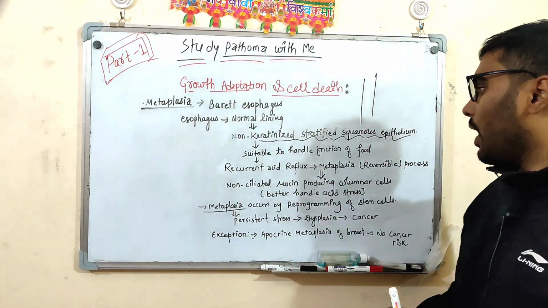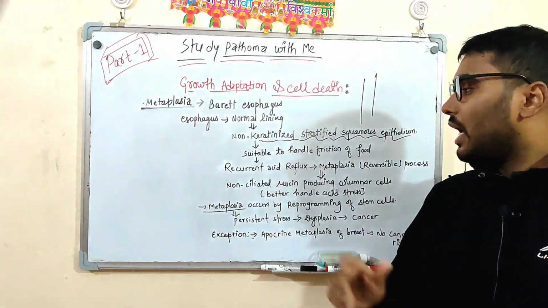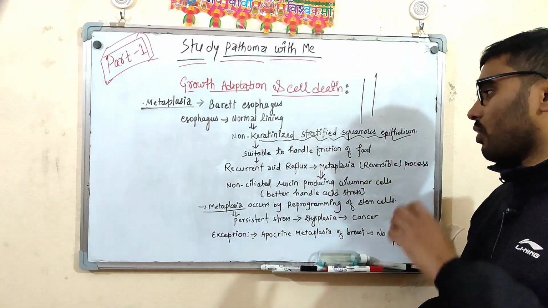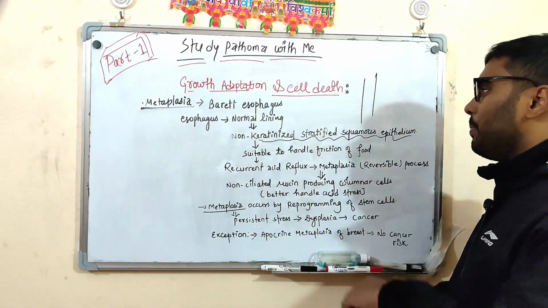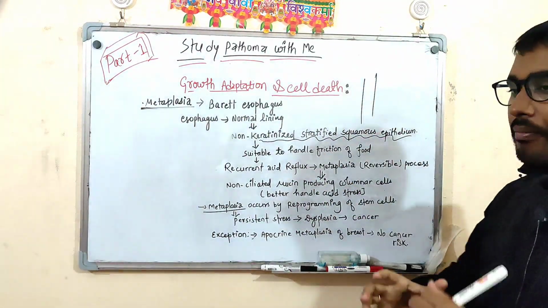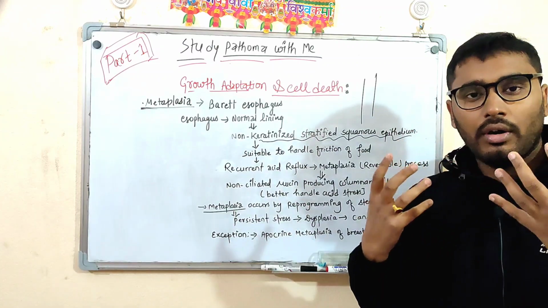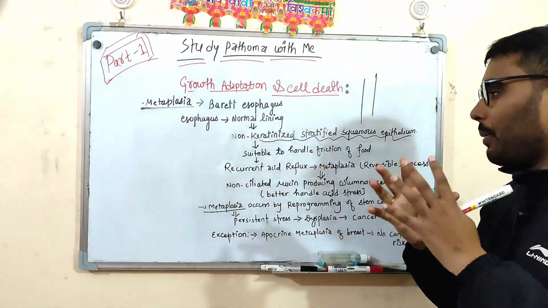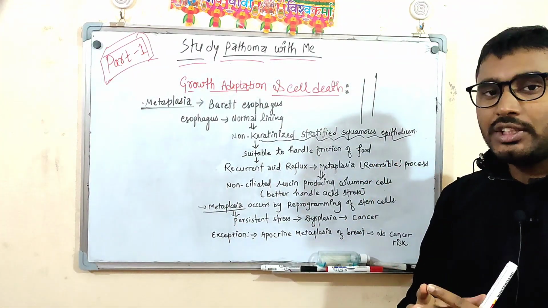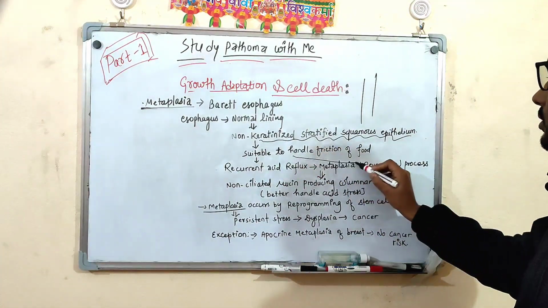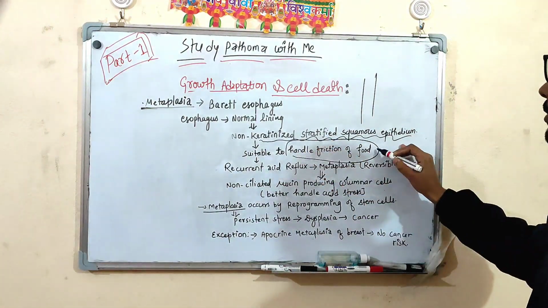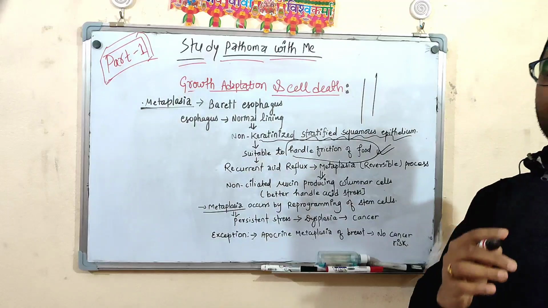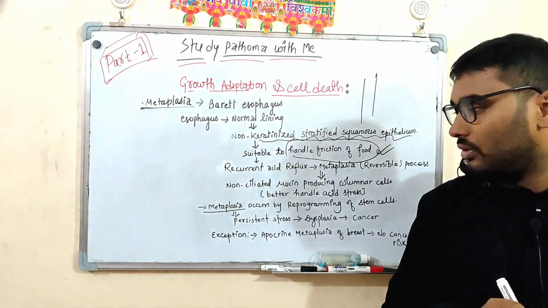So friends, the lining of the esophagus is non-keratinized stratified squamous epithelium. Our Almighty God prepared this epithelium in order to handle the friction of food. So this epithelium was very good for handling the friction that is caused by the food.